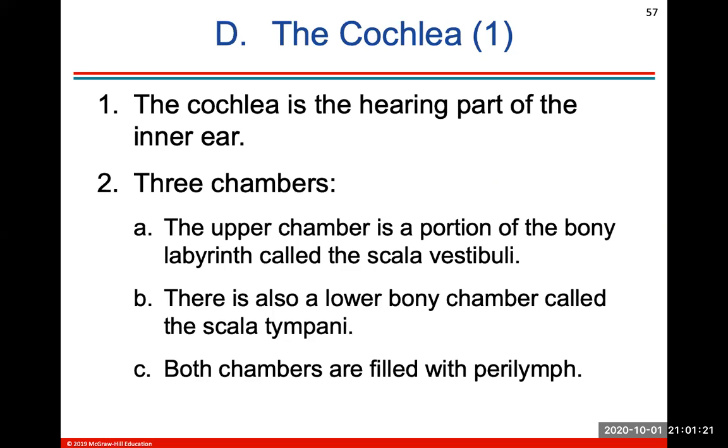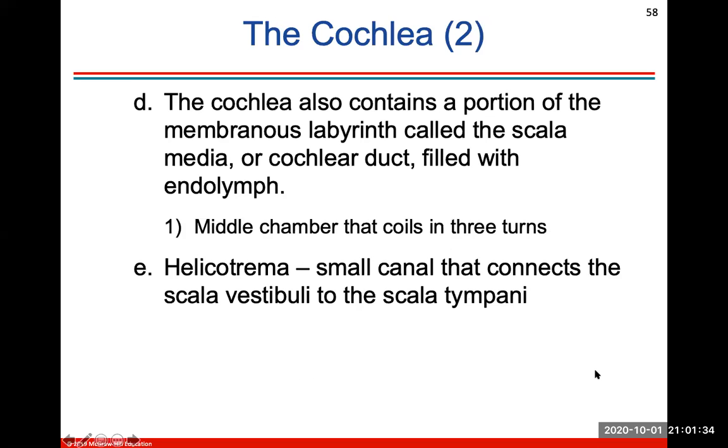And then the cochlea is the hearing part. It has three chambers. The upper chamber is a portion of the bony labyrinth called the scala vestibuli. There's also a lower bony chamber called the scala tympani, and both chambers are filled with that perilymph. The cochlea also contains a portion of the membranous labyrinth called the scala media, or the cochlear duct, and that's filled with endolymph.